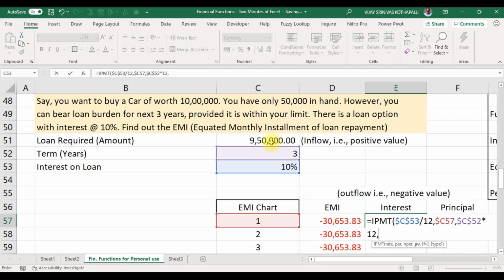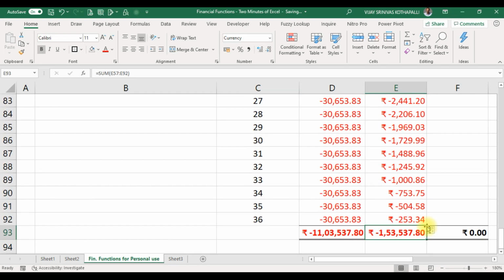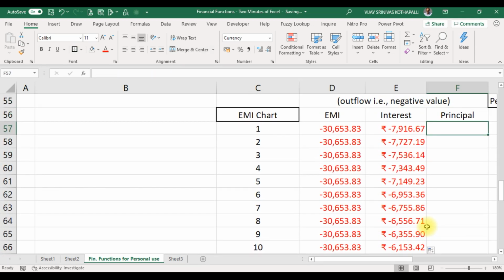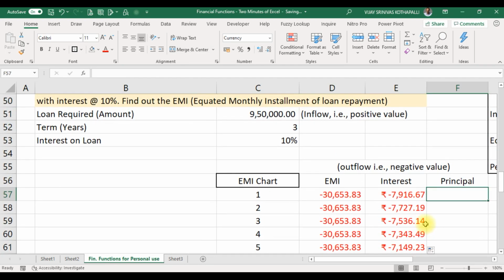Then you have the present value, that is the loan you have taken. This is the monthly interest I'll be paying, and at the end of 3 years, that is going to be 1,53,000. But still I want to find out what is the balance I have to pay by the end of the first month or second month, third month, that is the principal balance. Out of this equated installment of 30,000, the balance amount is principal, and I can use a function called PPMT, that is the principal payment.